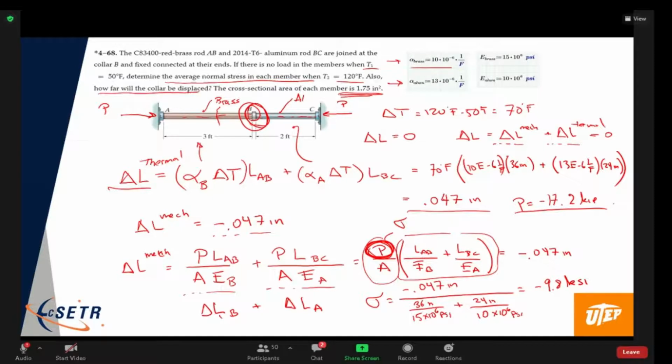And then from that force, you could figure out the elongation of either the brass section or the aluminum section, and that'll tell you how much point B moves, okay? In that particular case, there will actually be a measured deformation at that point. And that's because, even though the stress is the same, the strains are different, right? The mechanical strains are different, okay?